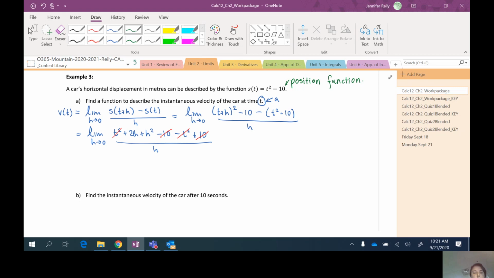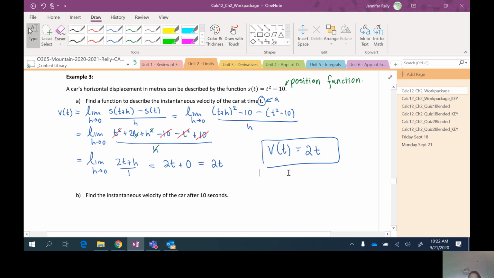And now after I've canceled those, I notice there's an h in every single term. So I can cancel those out. So I get limit as h goes to 0 of 2t plus h all over 1. And now is when I can plug in h equals 0. So the velocity at time t is 2t.